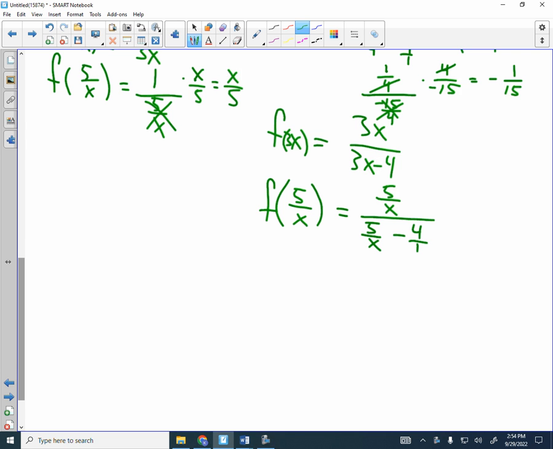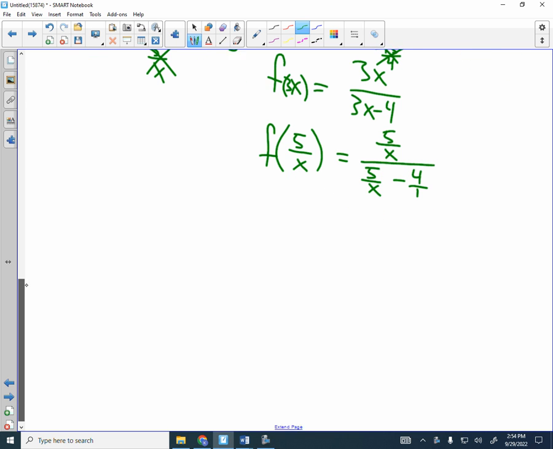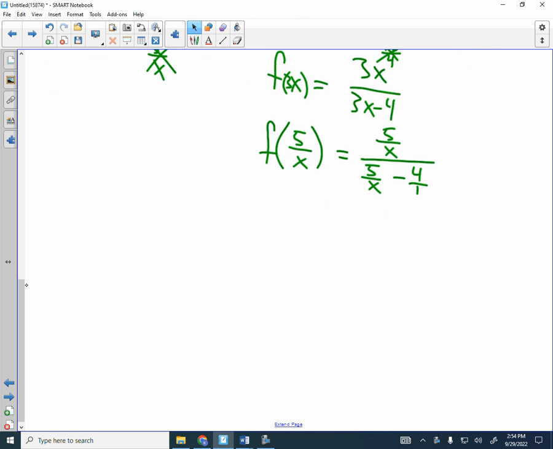Yeah, so now we got to find the common denominator. And the common denominator, as Kenny says in this situation, is x. So I multiply the top and bottom by x. So I have 5 over x in the top. What do you have in the bottom? 5 minus 4x over x.